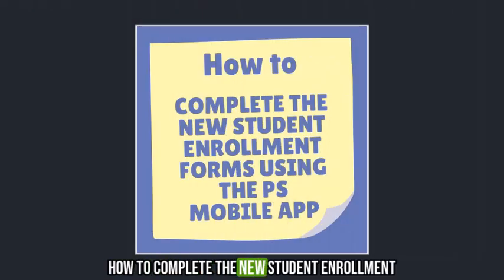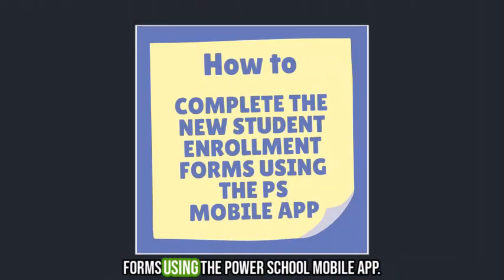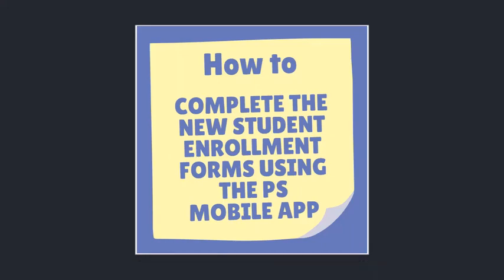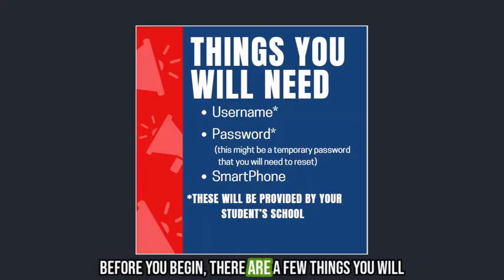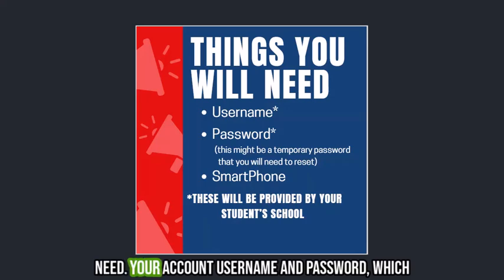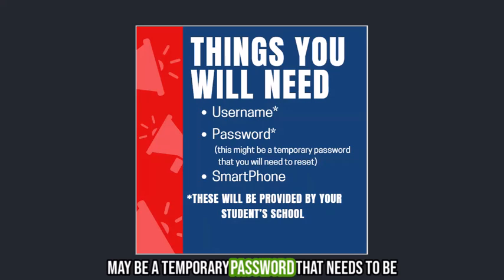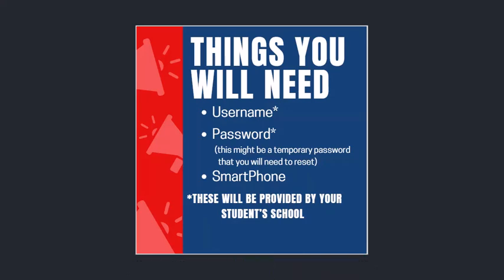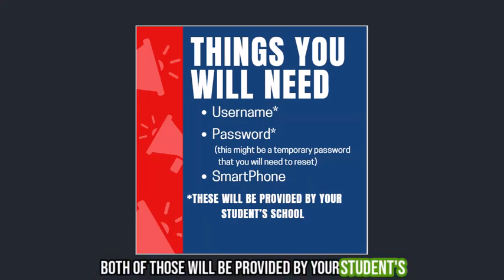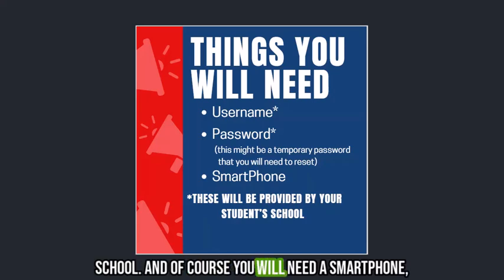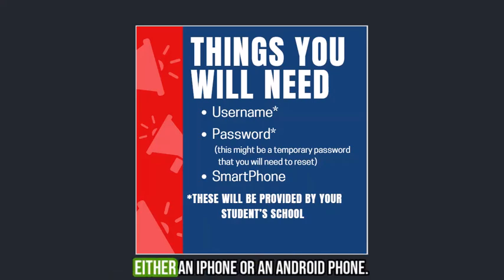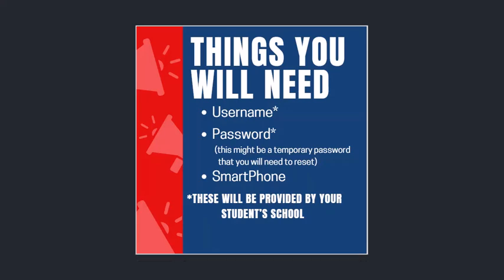How to complete the new student enrollment forms using the PowerSchool mobile app. Before you begin, there are a few things you will need. Your account username and password, which may be a temporary password that needs to be reset. Both of those will be provided by your student school. And of course, you will need a smartphone, either an iPhone or an Android phone.